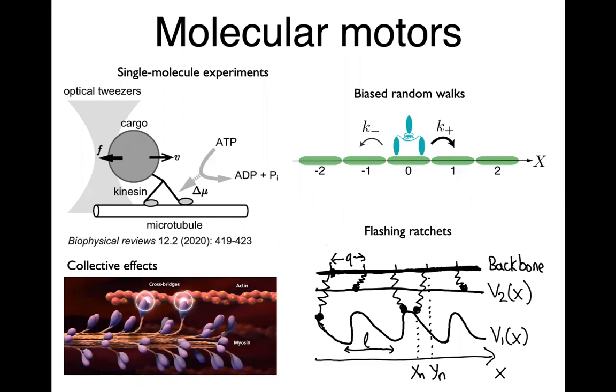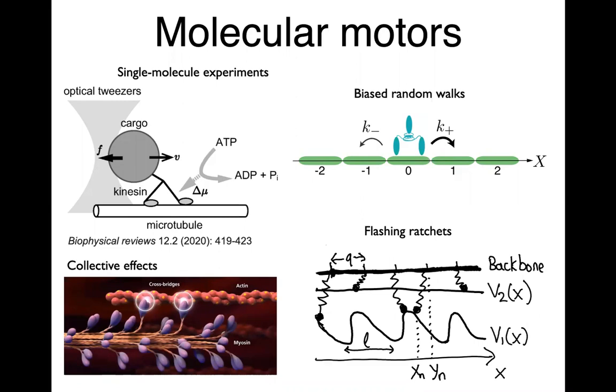For the motion of a single motor, we use this type of random walks, which can be discrete, like a particle jumping in a lattice between sites, or it can also be continuous. Sometimes we use that this moves in the real line, depending on the cases, it's a good approximation.